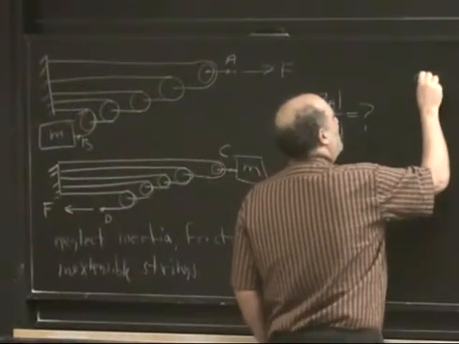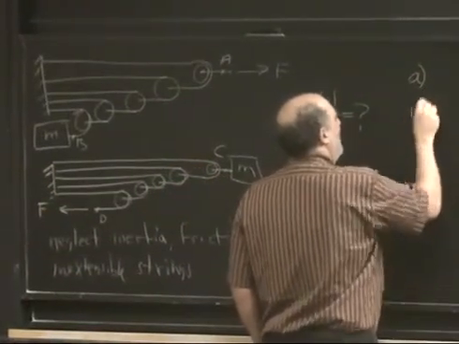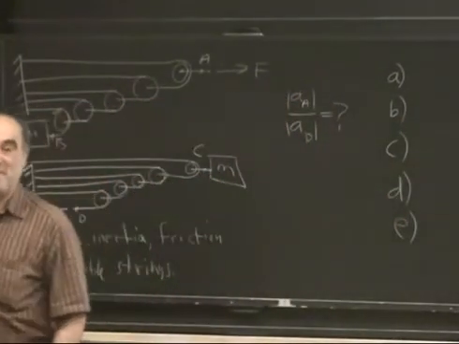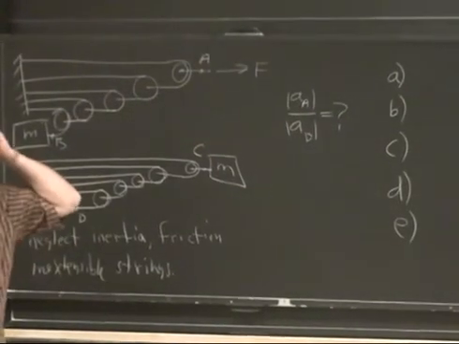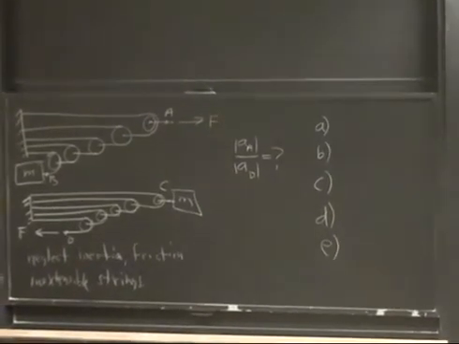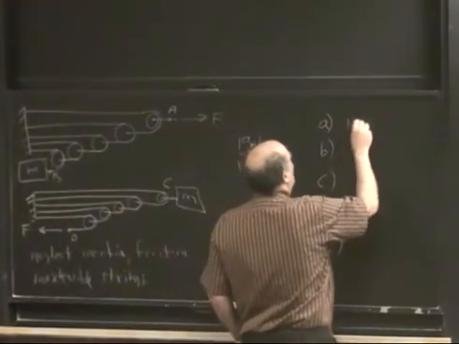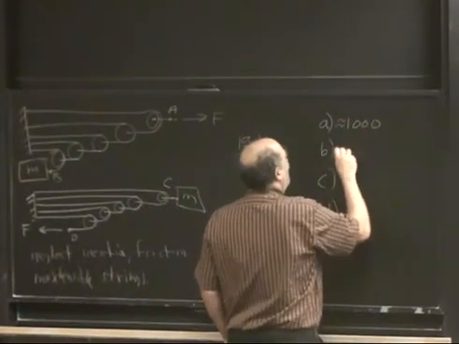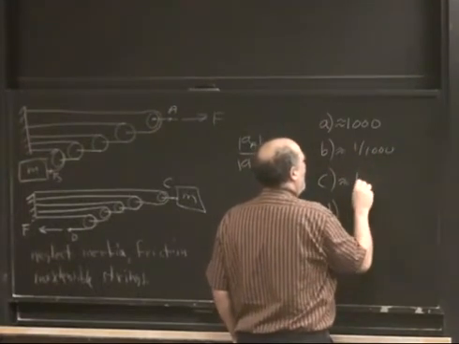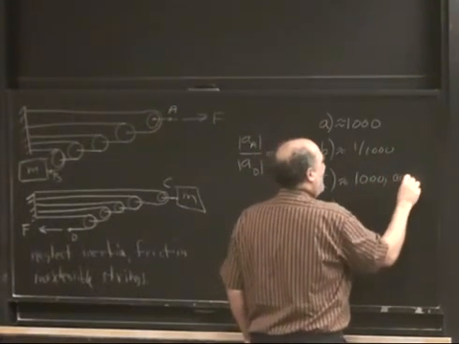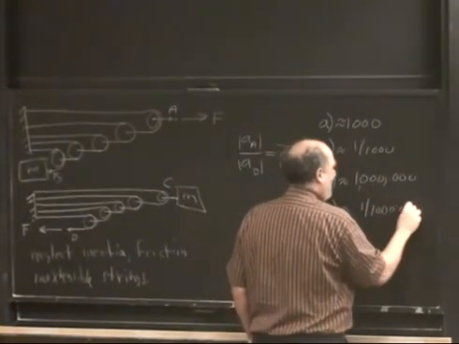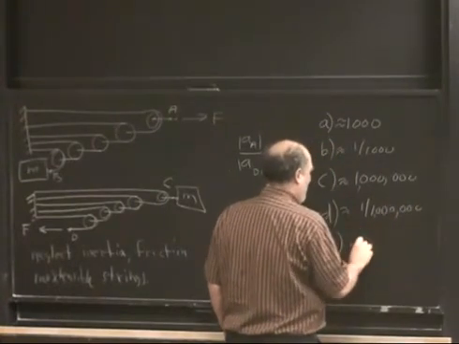And I'll give you some choices: A, B, C, D, or E. And to make it so that you don't have to guess, I'm going to put numbers there. I could just leave it like that, but then it would be a course in ESP, not a course in dynamics. OK, so what are the possible numbers I could put here? Let's see. Let's put about 1,000, about 1 over 1,000, about 1,000,000, about 1 over 1,000,000, and none of the above.